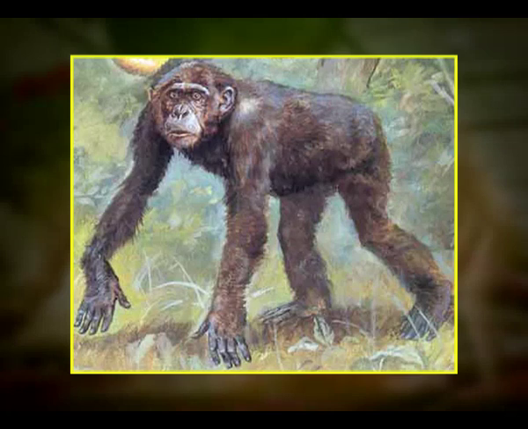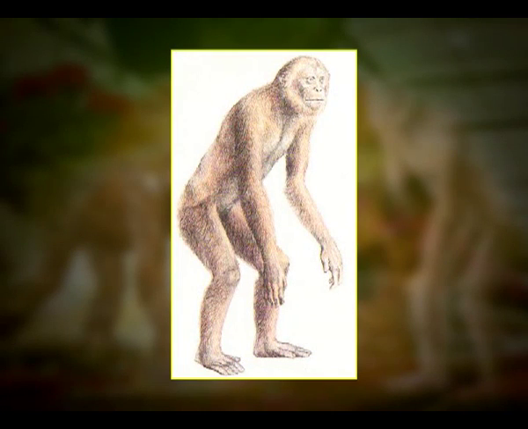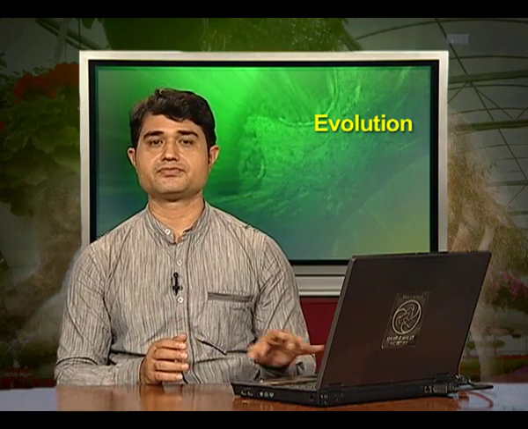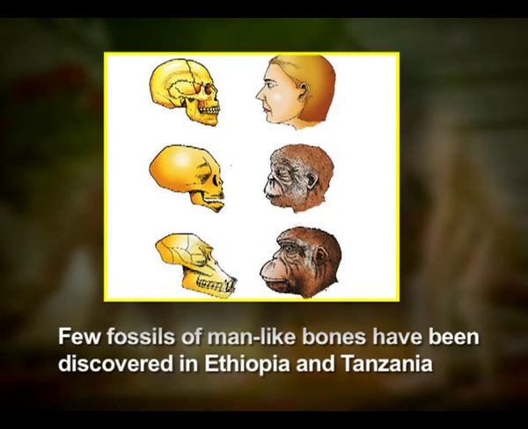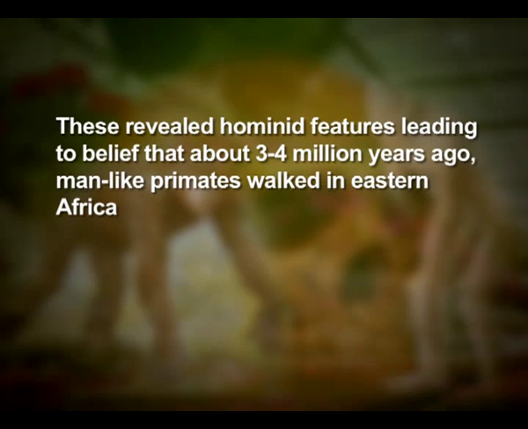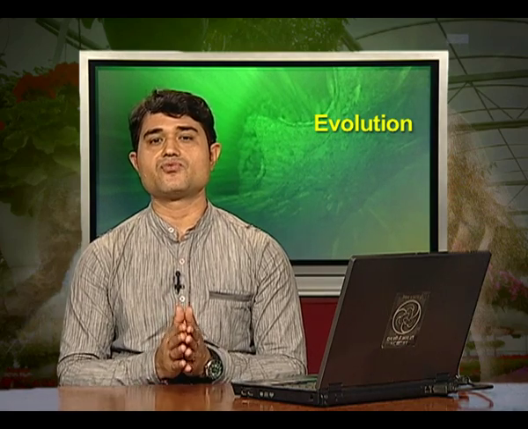About 15 million years ago, primates called Dryopithecus and Ramapithecus were existing. They were hairy and walked like gorillas and chimpanzees. Ramapithecus was more man-like, while Dryopithecus was more ape-like. Few fossils of man-like bones have been discovered in Ethiopia and Tanzania. These reveal hominid features, leading to the belief that about 3 to 4 million years ago man-like primates walked in eastern Africa. They were probably not taller than 4 feet but walked upright.